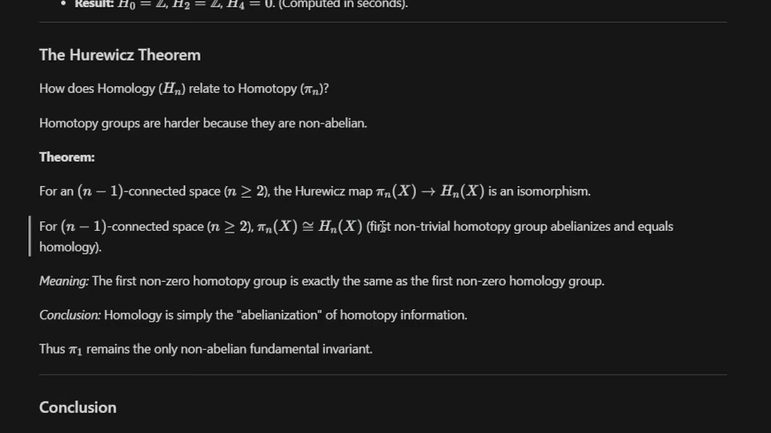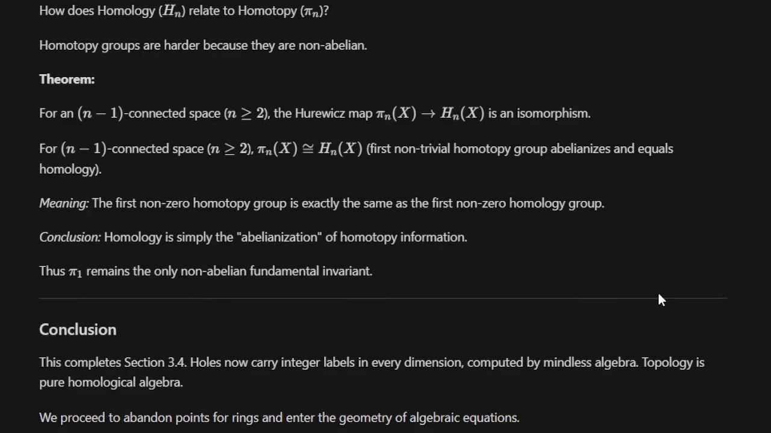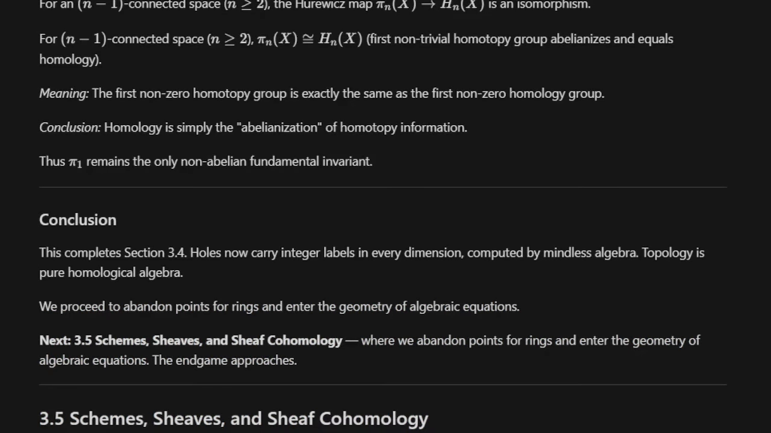The first non-trivial homotopy group abelianizes, that's a new word, and equals homology. Alright? So this means that the first non-zero homotopy group is exactly the same as the first non-zero homology group. And if we want to conclude this, then homology is simply the abelianization of homotopy information, and thus the fundamental group remains the only non-abelian fundamental invariant. All right? So we've done it.